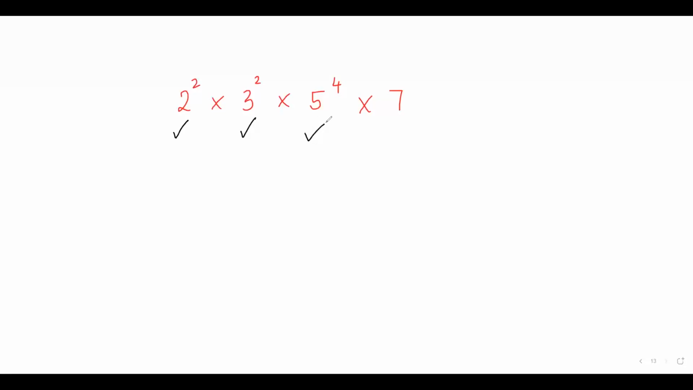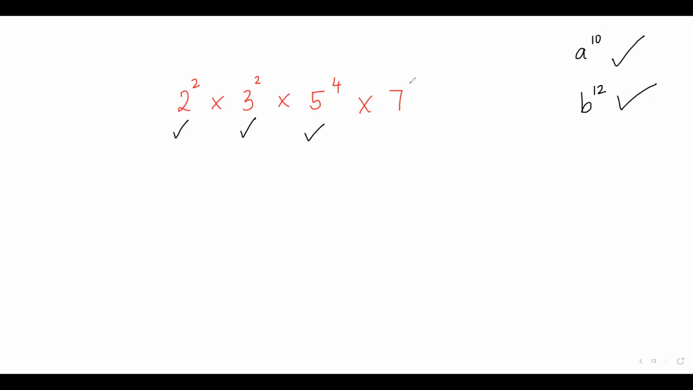Don't think for something to be a square number, your power should always be 2. It should be 2 times table. It can be 2, 4, 6, 8, 10, so on. So if I ask you, is this a square number? You should say yes. So is 5 to the power 4 a square number? Yes. Is 7 a square number? No.